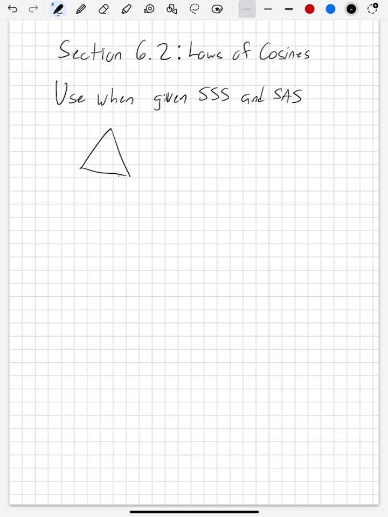Just like in laws of sines, we had a lowercase a, this was b, capital C, lowercase c. So our formula is a squared is equal to b squared plus c squared minus 2bc cosine A. And they all look similar. They're just a little different format because they all use the sides that are not involved.